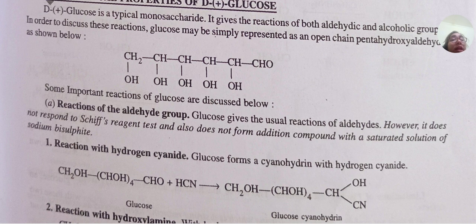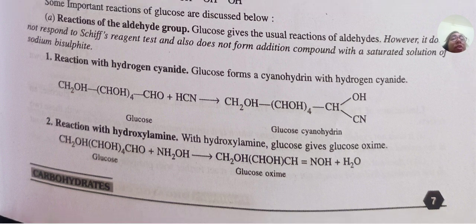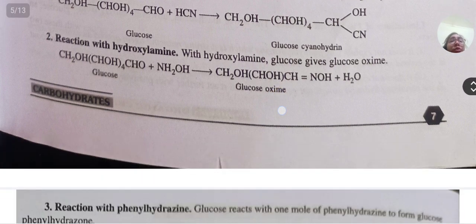Reaction with hydrogen cyanide. Glucose forms a cyanohydrin with hydrogen cyanide. CH2OH(CHOH)4CHO plus HCN gives CH2OH(CHOH)4CHOHCN, glucose cyanohydrin. Reaction with hydroxylamine. With hydroxylamine, glucose gives glucose oxime. Glucose plus NH2OH gives glucose oxime plus H2O.